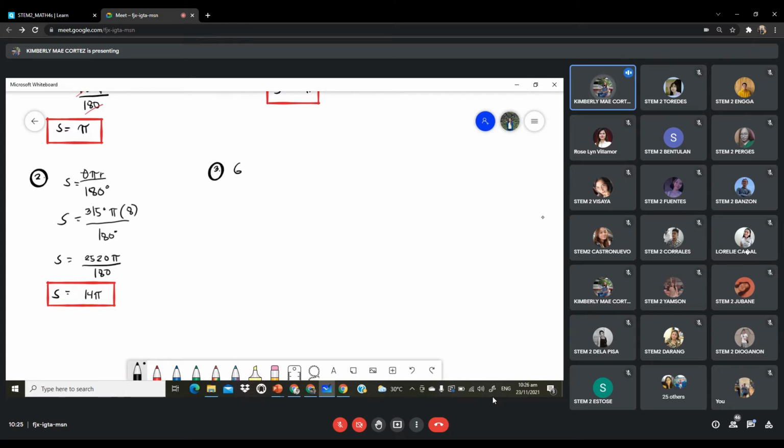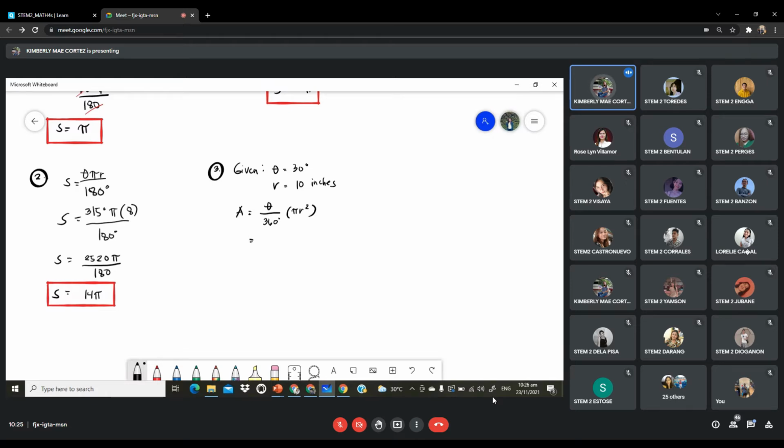So the given is a 30 degrees angle, and the radius is 10 inches. So we have here our formula: theta over 360 degrees times pi r squared.